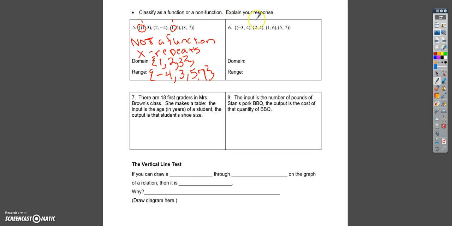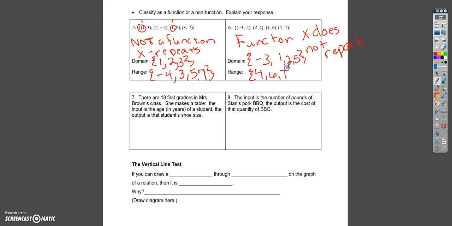So look at this one. Different, different, different, different. So this is a function. X does not repeat. So the domain, -3 is the smallest, 1, 2, 5. The range, 4, 4, 6, 7, so 4, 6, 7.